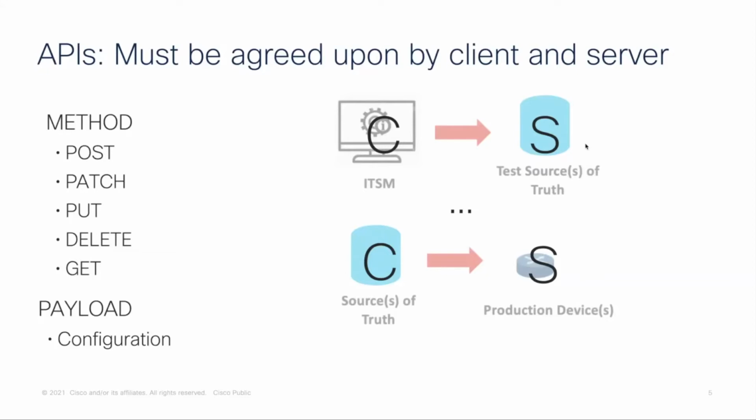And here we have some A to B, or C to S, client to server examples from the pipeline. ITSM, if it's sending that configuration, the source of truth has to be able to take it and know what to do with it. Maybe it's a POST, save it, understand the data, and understand where to put it. On the other end, there's the client to the source of truth that's going to create an action that sends the configuration to the production devices, right? So they have to agree upon those things.